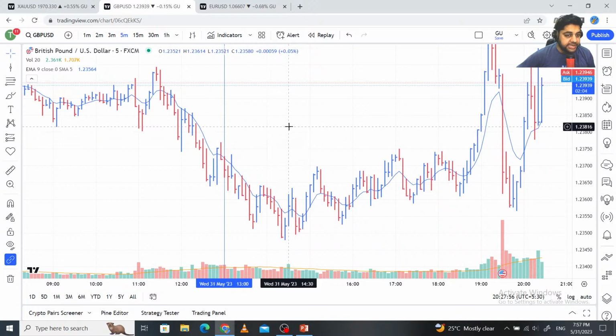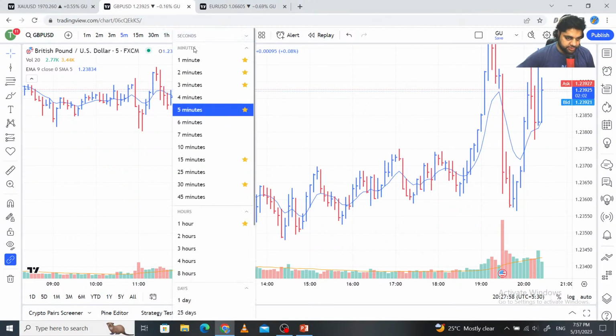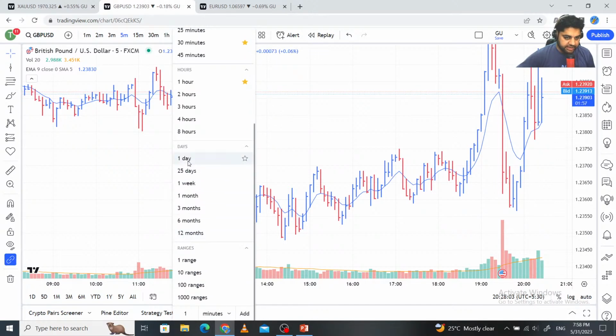Do it on the daily time frame. Go to this point and you can see there is the daily time frame. Where is the daily time frame? It is right here. One day. So go to the 1 day time frame.